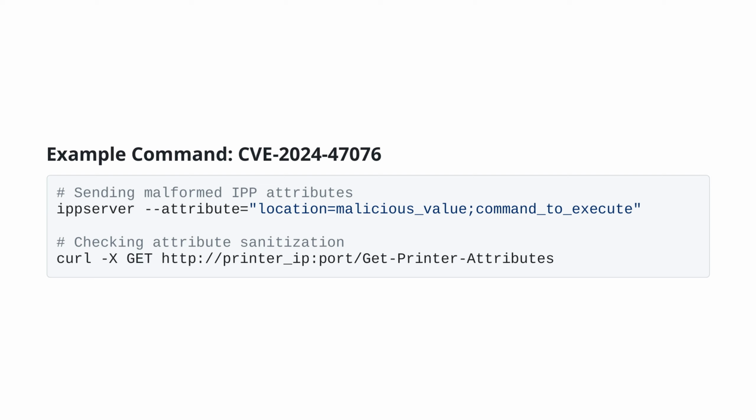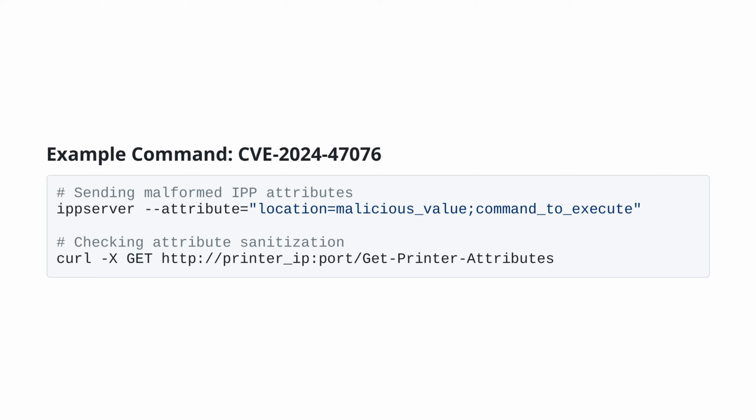Let's look at an example command related to CVE-2024-47076. The first line uses the ipptool to send a malformed IPP attribute. Here, the attribute printer-location is assigned a value of malicious value; command to execute. The goal of this command is to demonstrate how an attacker could potentially manipulate the IPP attributes to introduce malicious inputs.